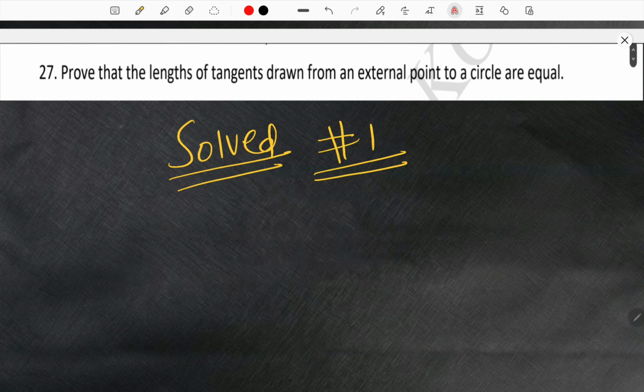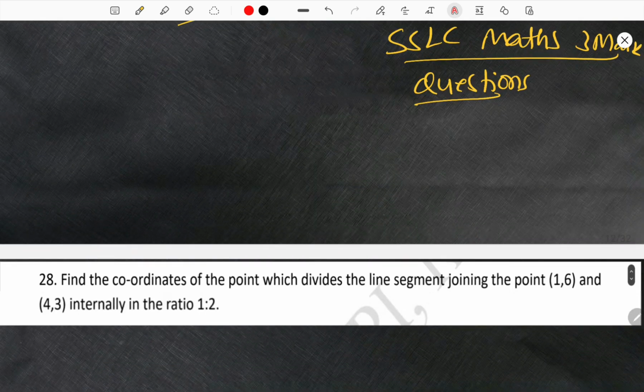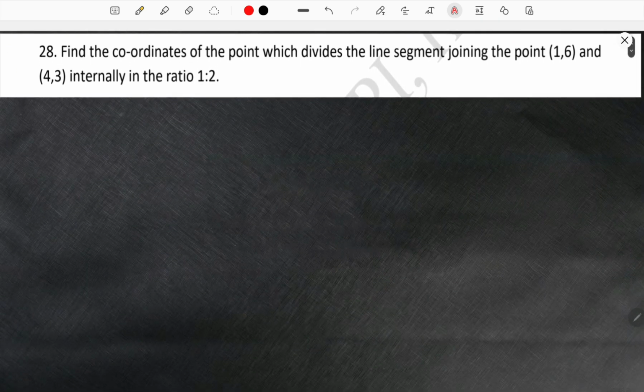Otherwise, you go to the playlist of SSLC maths 3 mark questions from question papers. Alright, that playlist is there. Go there and definitely you will get this theorem, and this is quite a simple theorem. Please solve that. Now moving forward to the next question.